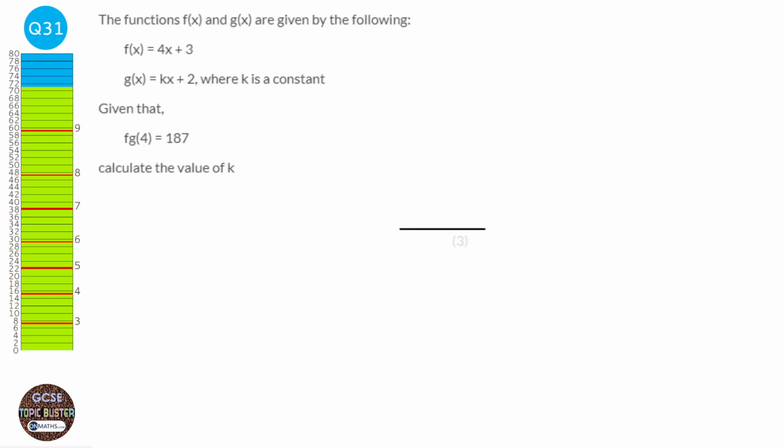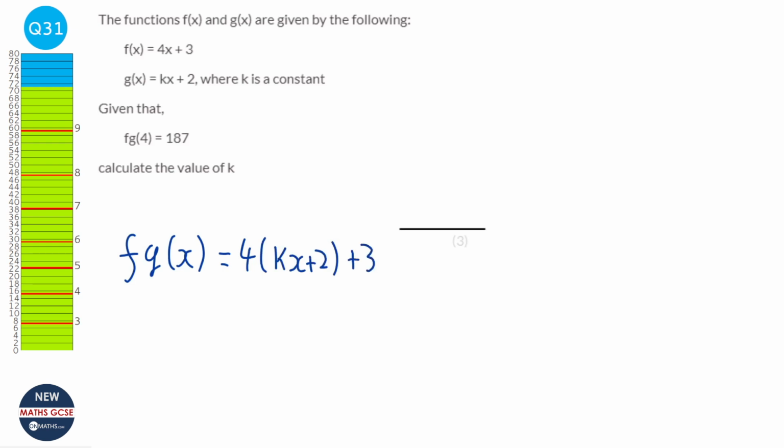We're going to first of all work out what the function fg of x is. And to do that, what we're going to do is just feed in the value of g of x, the function kx plus 2, as the value of x in the f of x function. So instead of 4x, it'll be 4 lots of kx plus 2, and then plus 3.